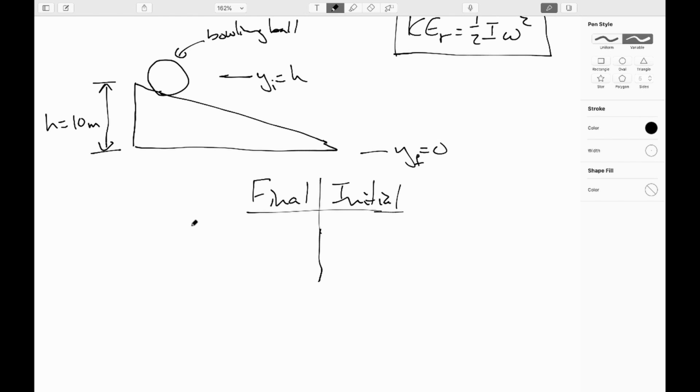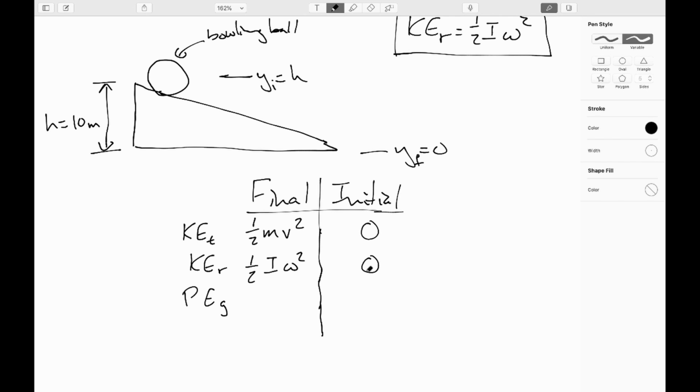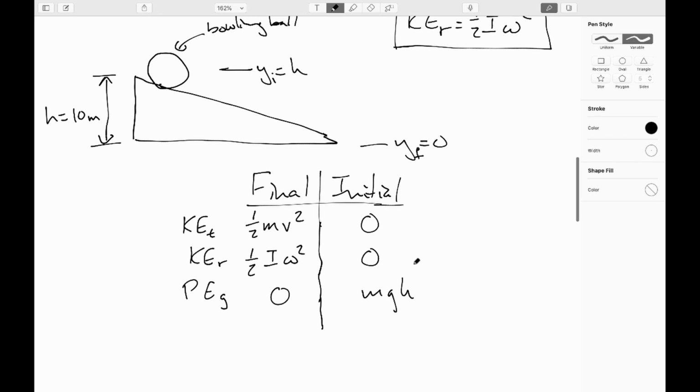All right. So now when we write our kinetic energy, we'll have KE translational, KE rotational, and we will have gravitational potential energy. So our translational kinetic energy is 1/2 mv squared. Our initial is 0. Our rotational kinetic energy is 1/2 I omega squared. Our initial is 0. Our final gravitational potential energy is 0. Our initial is mgh.